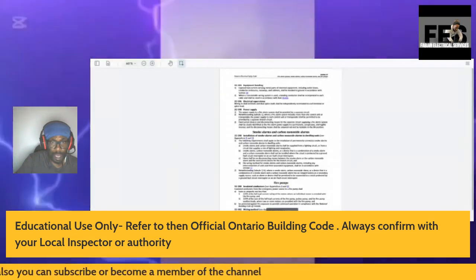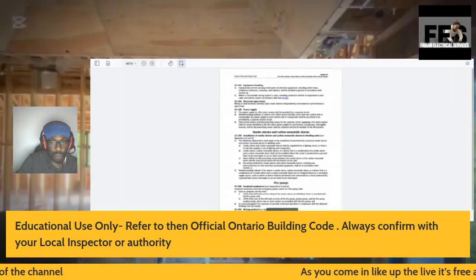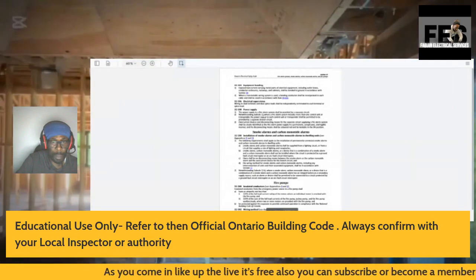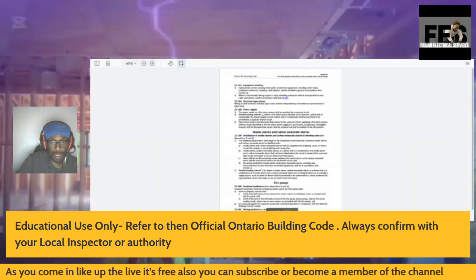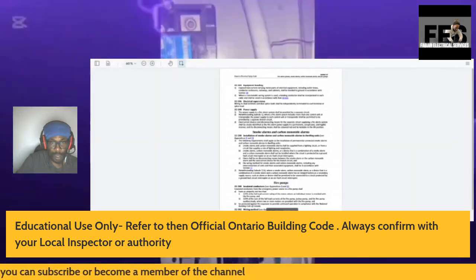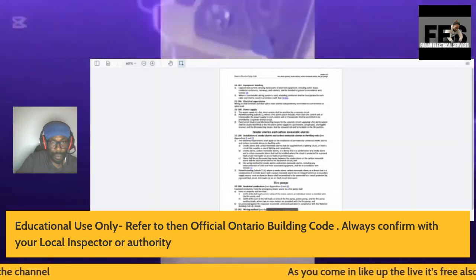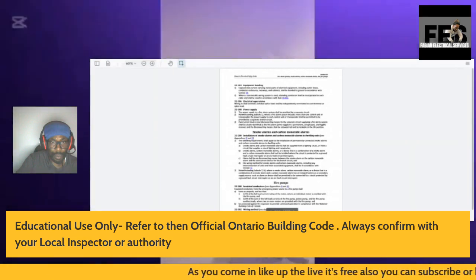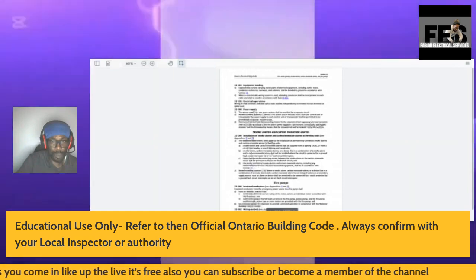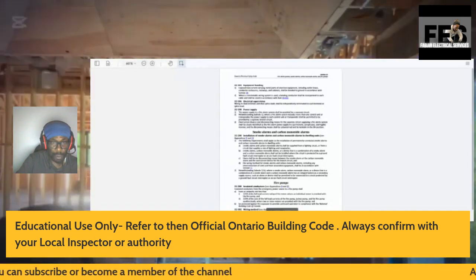The power supply to a fire alarm system shall be provided by a separate circuit. Notwithstanding subrule 1, where a fire alarm system includes more than one control unit, the power supply to each control unit must be a separate branch circuit. That just means you need an individual circuit to provide power.